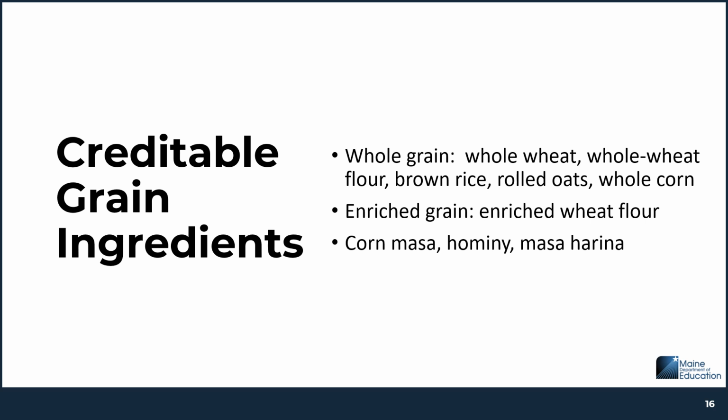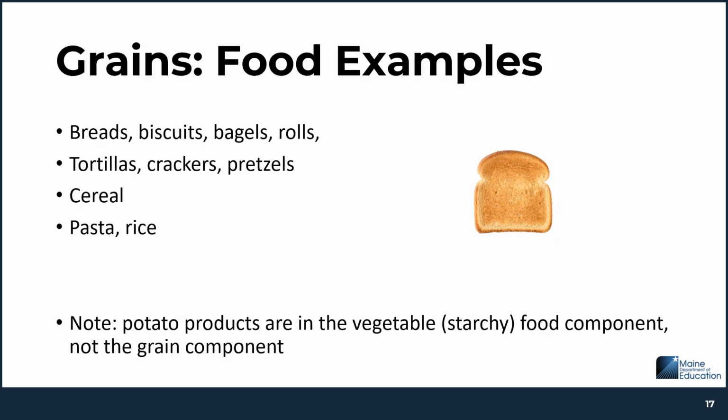The following types of ingredients are considered creditable grains in child nutrition programs. Whole grain, which includes whole wheat flour, brown rice, rolled oats, whole corn. Enriched grain, which includes enriched wheat flour and enriched rice, and corn masa, hominy, and masa harina. Some food examples of grains include breads, biscuits, bagels, rolls, tortillas, crackers, pretzels, breakfast cereal, pasta, and rice. Please note that potato products are in the starchy vegetable food component and not the grain component.